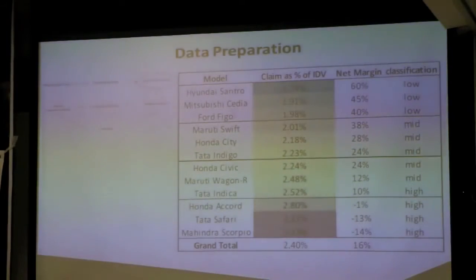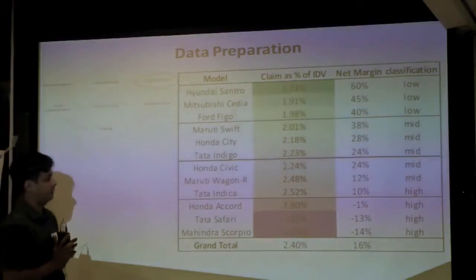The next step that we do is we rank order all the models in terms of the claim as a percentage of IDV. Okay, so in the data we have the claim, we have the IDV. What we've done is we've aggregated that, and for each model, what is the average claim as a percentage of IDV? We can see some very interesting trends here.